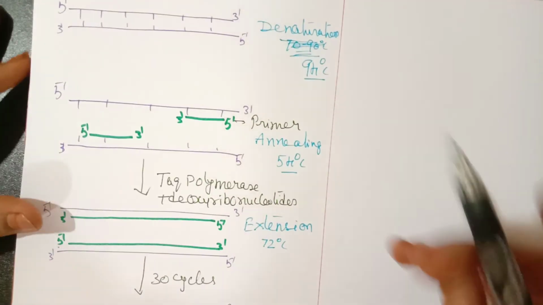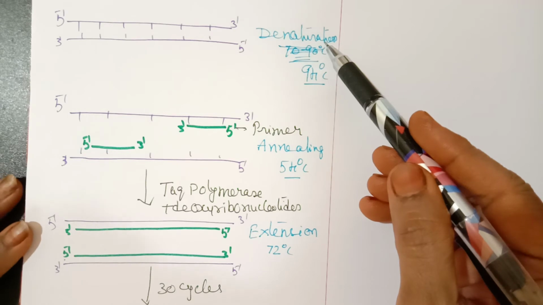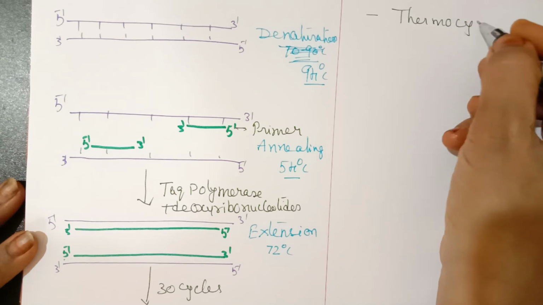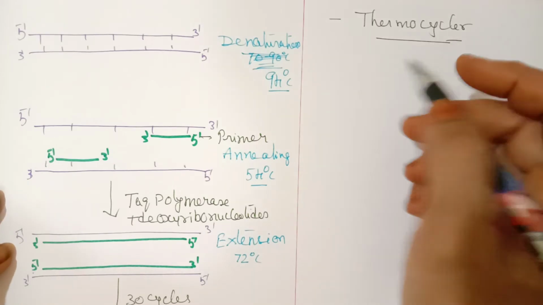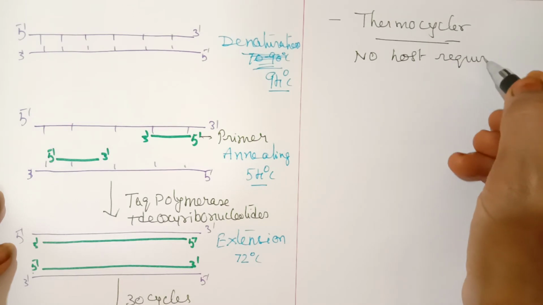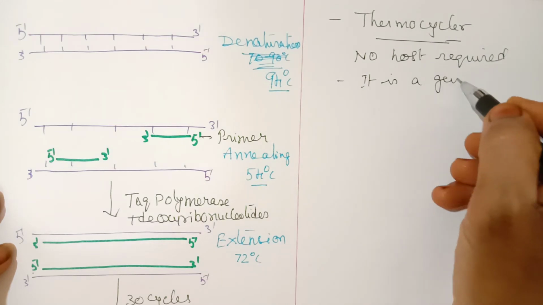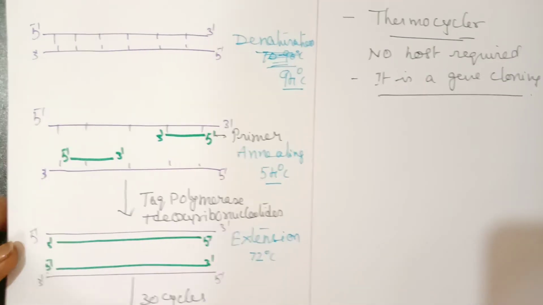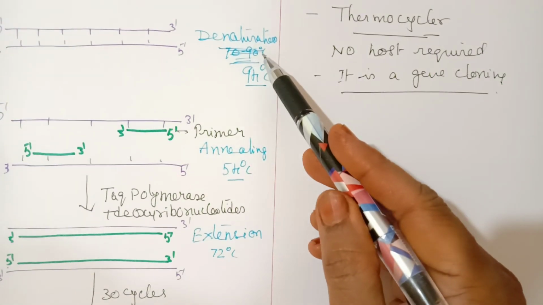In the PCR technique, there are 3 steps involved. The first step is called denaturation. And this is done in an instrument called a thermocycler. Here, no host is required for gene cloning. It is a gene cloning method, but without using a vector. And this involves 3 steps. The first step is called denaturation.